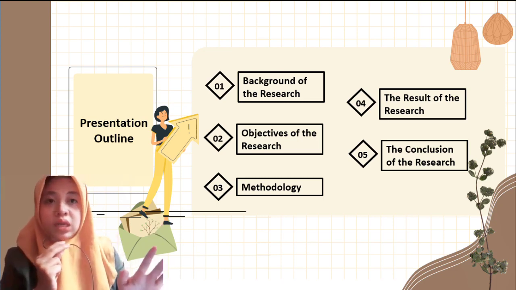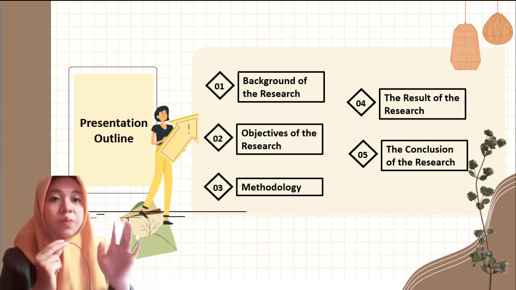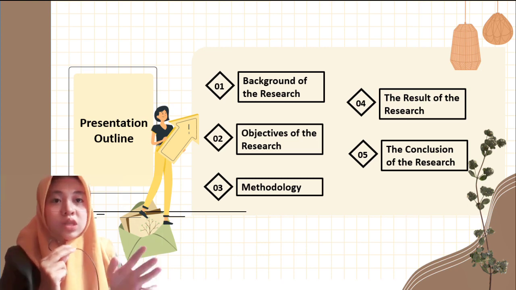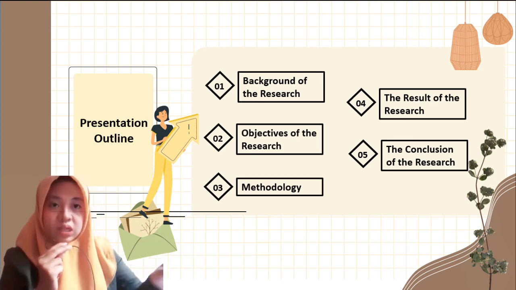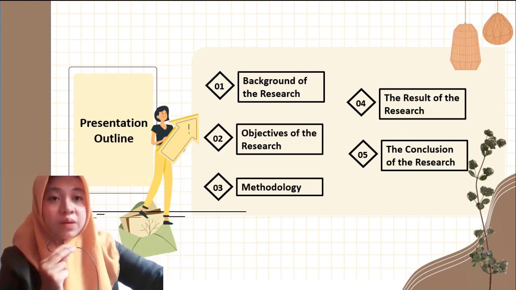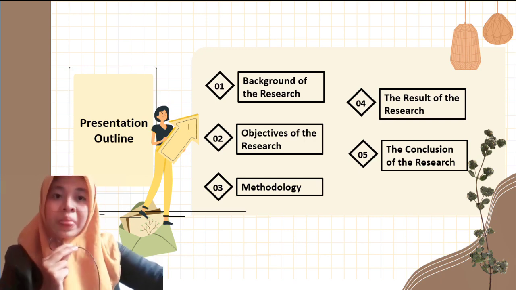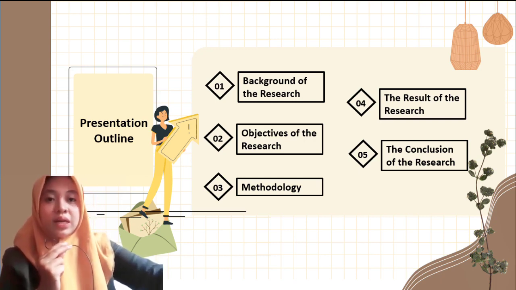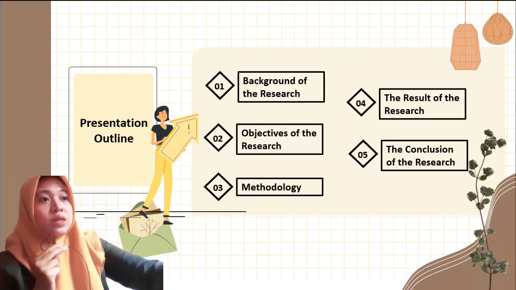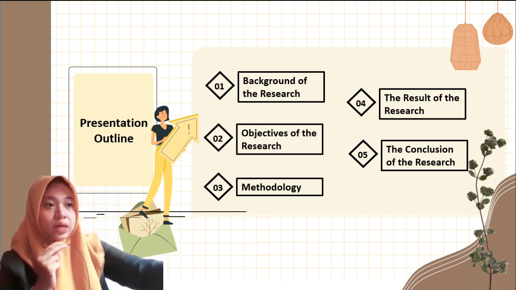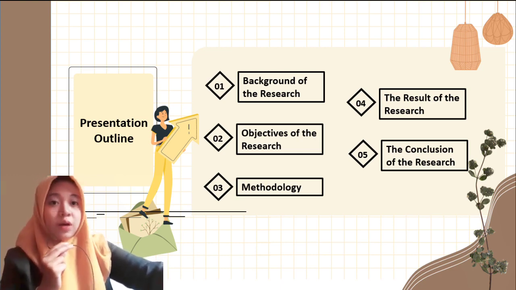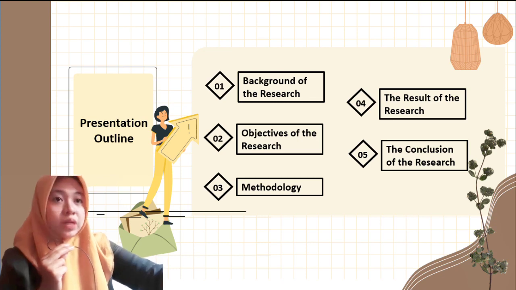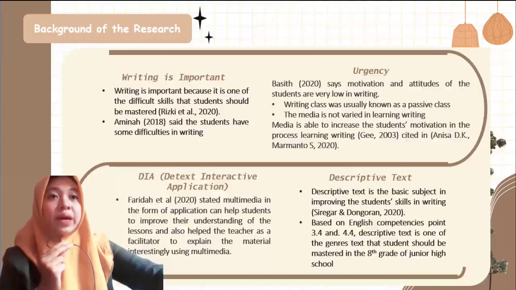And in methodology, I'm going to explain 5 points. The first one is research method, the second is research design, the third is instrument of the research, the fourth is data collection, and the last is data analysis techniques. Okay, next is the result of the research, and the last one is the conclusion of the research. So let's get started with the first outline, the background of the research.